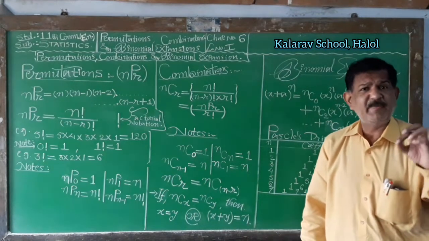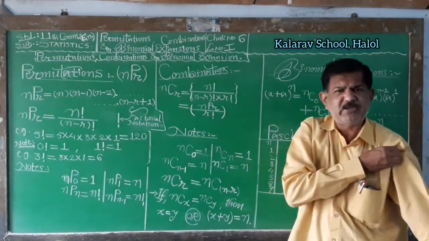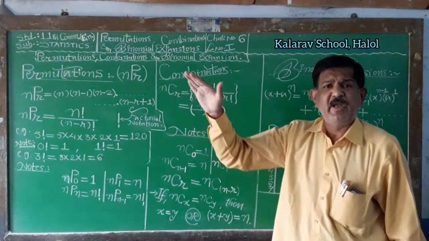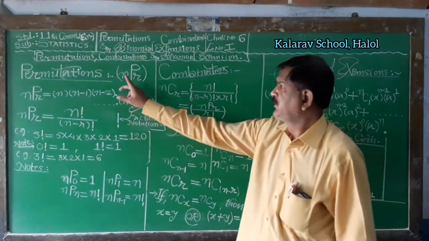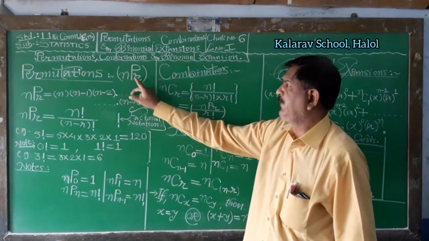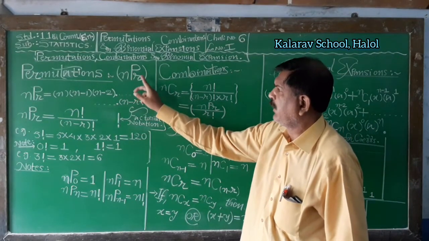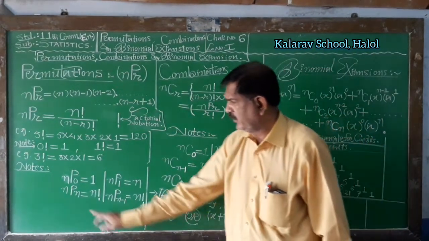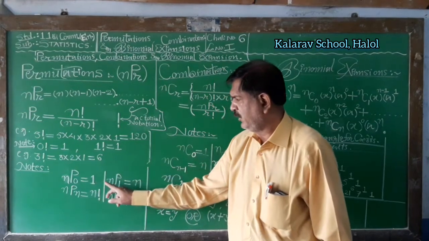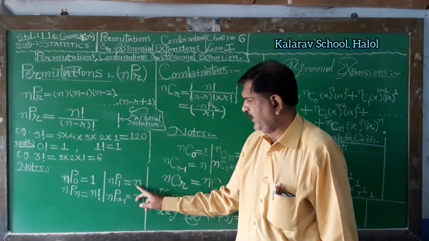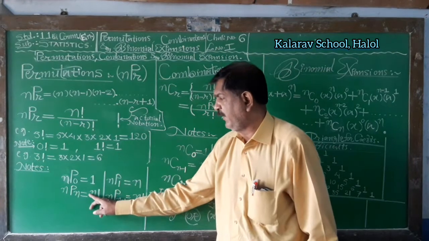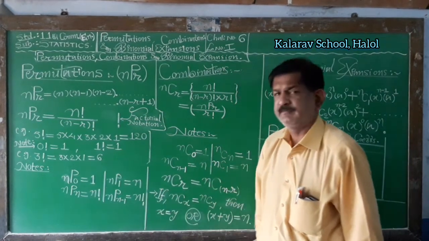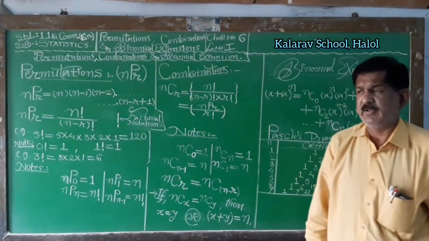Permutation means arrangement of r objects, r items or r persons out of a given n number of items, and so it is denoted by nPr. P means permutation of r items out of given n items. And important results: nP0 is always 1, nP1 is always n, nPn is always n factorial, nP(n-1) is also n factorial.